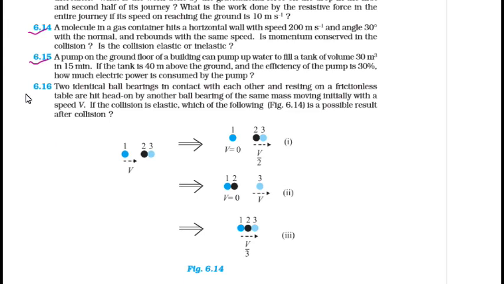Next question is 6.16. Two identical ball bearings in contact with each other and resting on a frictionless table are hit head on by another ball bearing of the same mass moving initially with a speed v. If the collision is elastic, which of the following in figure 6.14 is a possible result after collision?